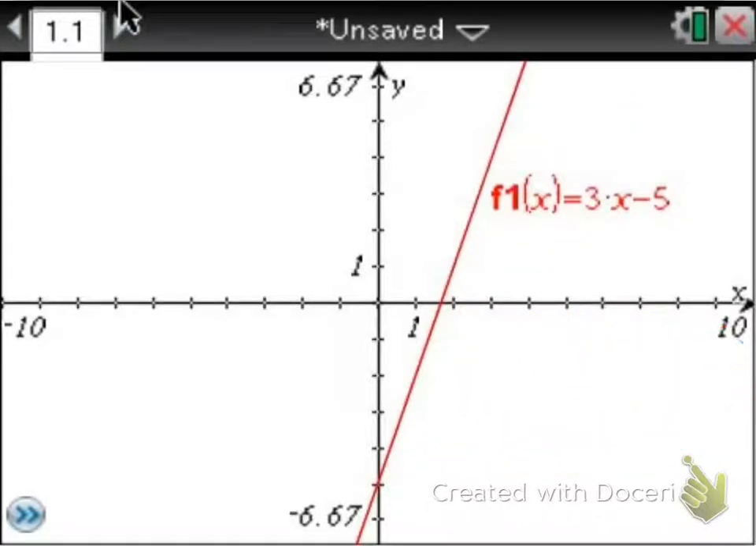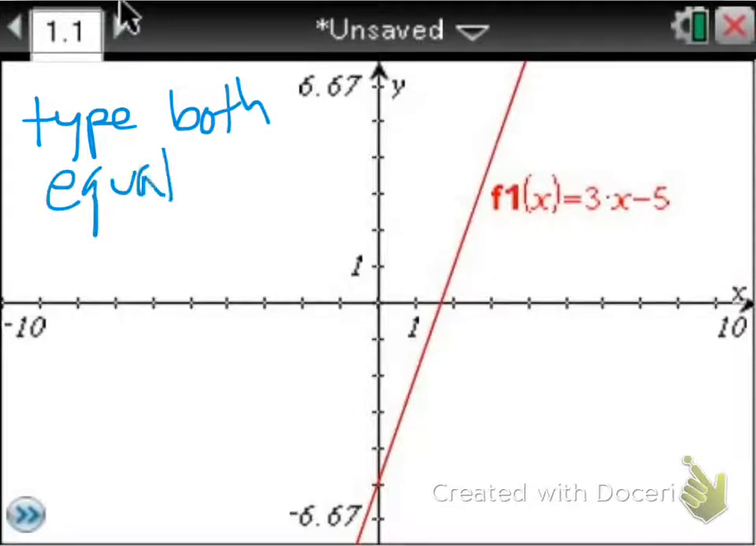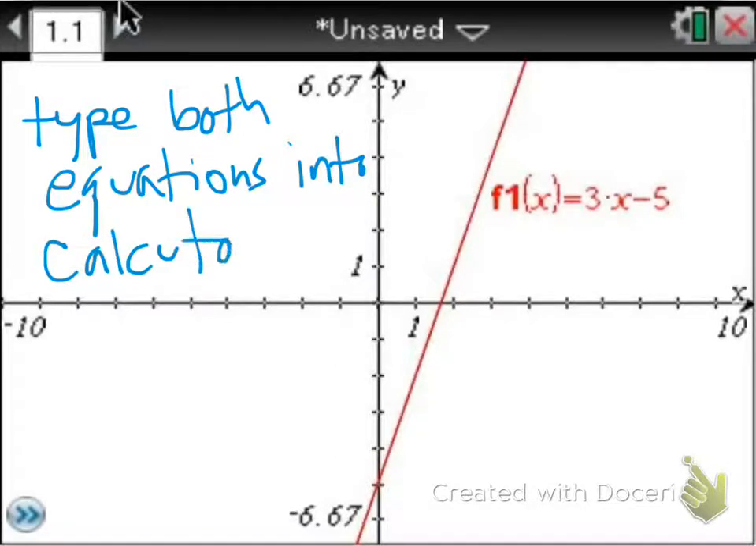Now, the first thing you're going to want to do is type both equations into the calculator. Again, if you need to write these button combinations down, you can, but I'm not going to go over them or write them down.